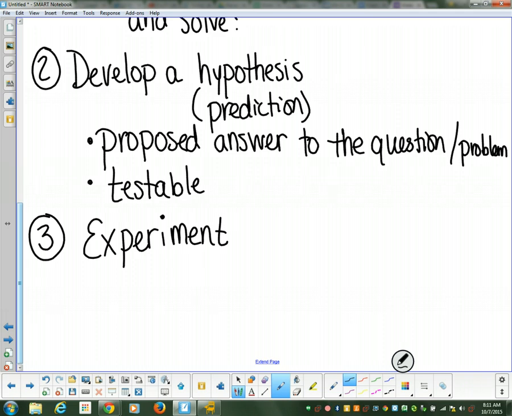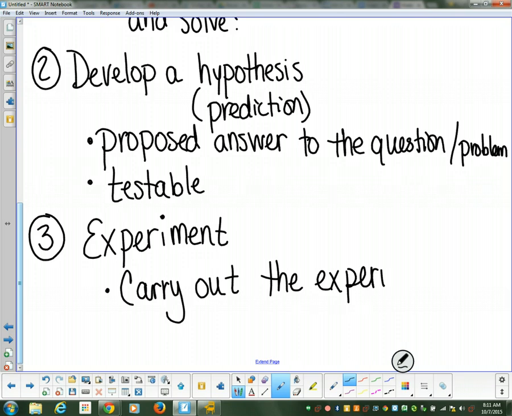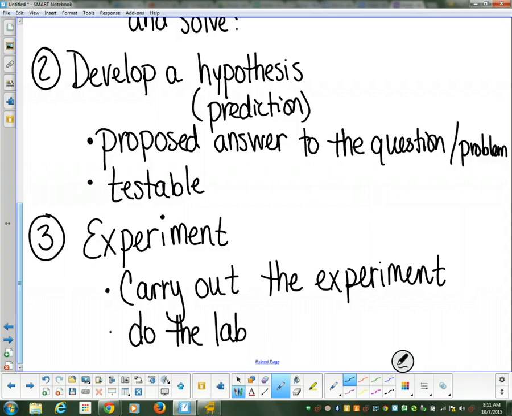And this is kind of the fun part of it all, right? This is where you get to carry out the experiment, or do the lab. Okay. So how could we develop a lab to test if you are going to get more wet walking or running, or would it be the same from the middle school to the high school? What could we do?